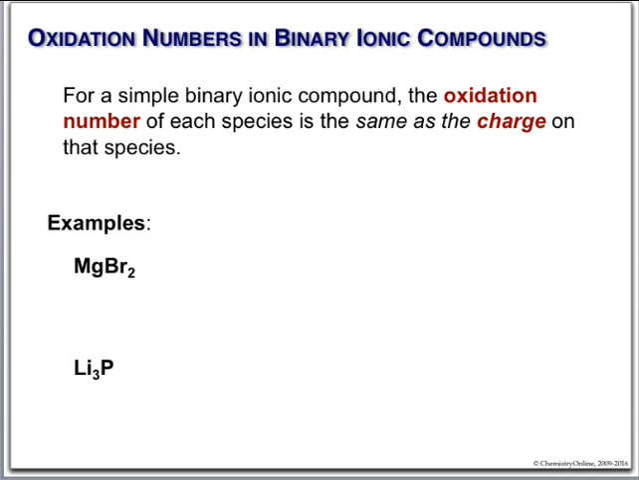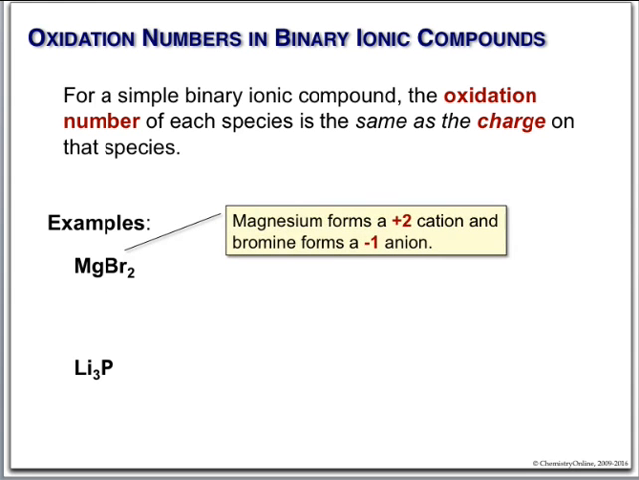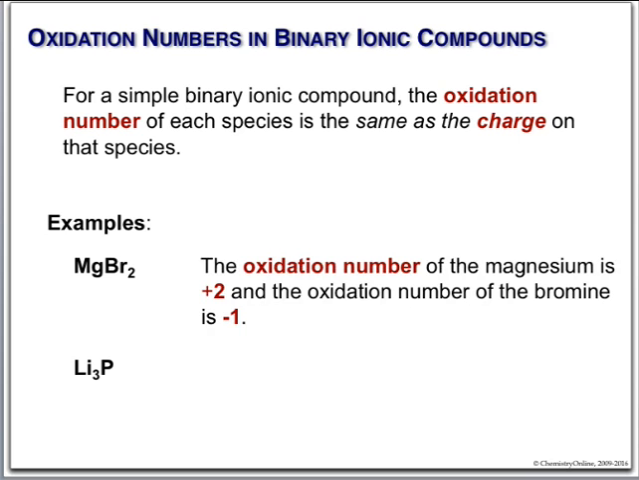Let's say we're looking at magnesium bromide. The oxidation number for these simple compounds is going to be the same as their charge. So magnesium is a group 2 element. It's going to have a +2 charge. Bromine is group 7 over here. It's going to have a -1. So if we use that terminology, because magnesium is a +2 and bromine is a -1, we could also just say that the oxidation number of magnesium is +2, and the oxidation number of bromine is -1. It's just a different way to describe the charge. Instead of saying charge, we call it oxidation number.